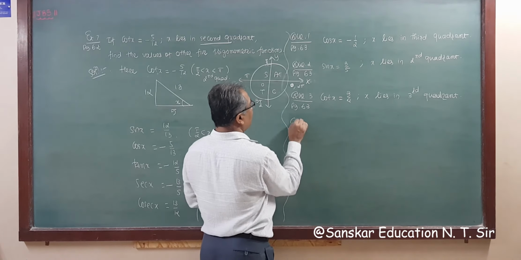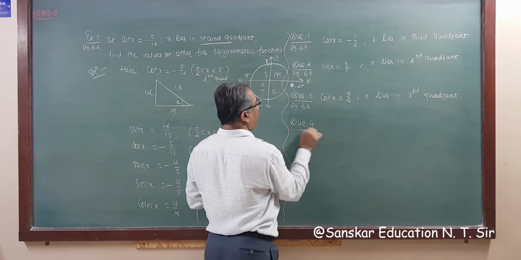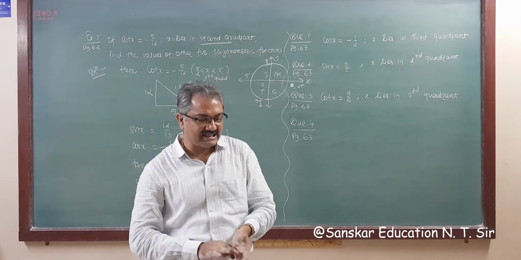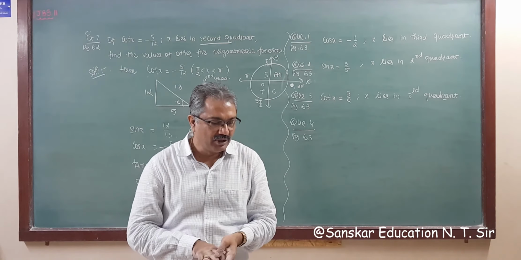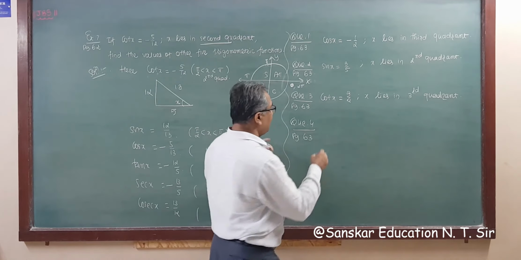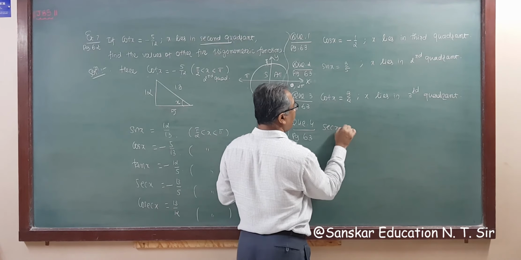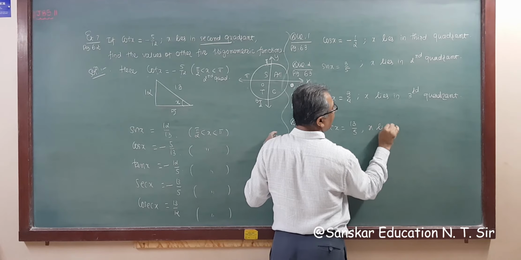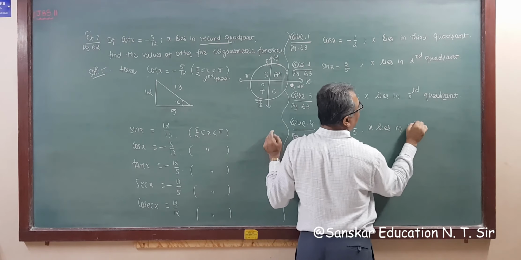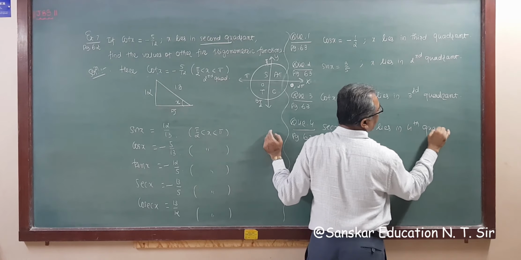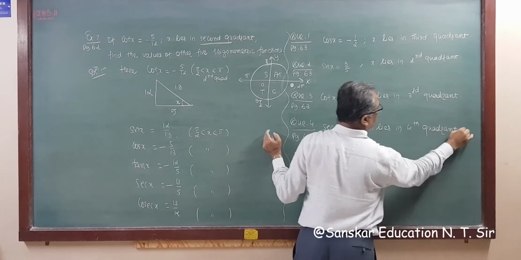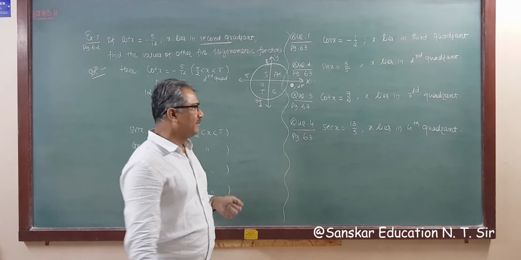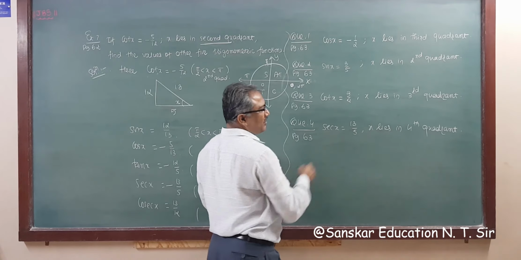Now question number 4, page 63. It is given sec x is equal to 13 by 5 and fourth quadrant. Sec x is equal to 13 by 5 and x lies in the fourth quadrant. So I'm solving this for you. Then I will give you another homework. Okay, now sec x is equal to 13 by 5.